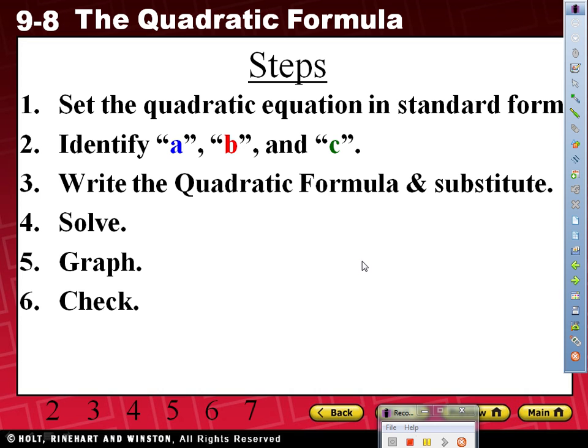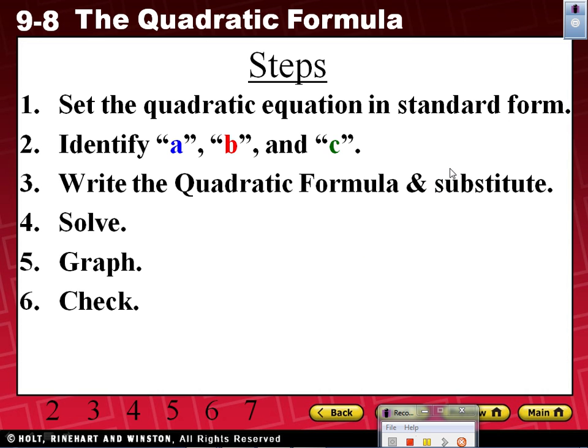Copy these steps down, please. There's 6 steps. Step 1, set the quadratic equation in standard form. And if you want, skip one line after step 1, so that we can write the standard form so you can refresh your memory. We already know it. I just want to make sure that you remember it.